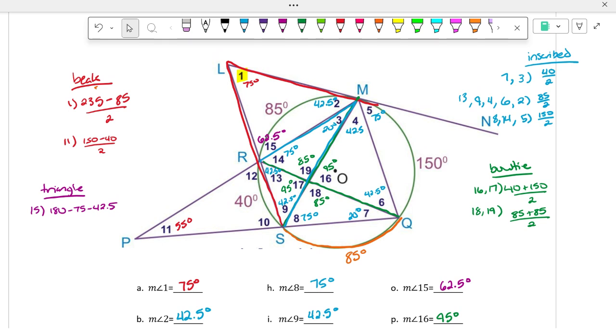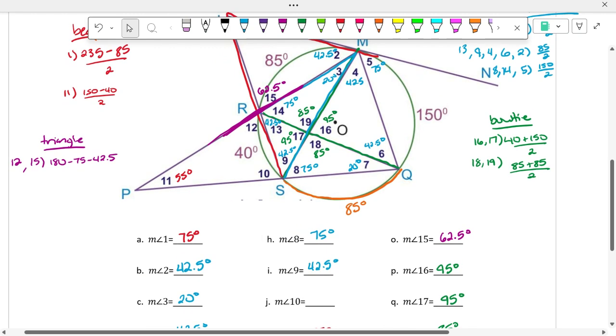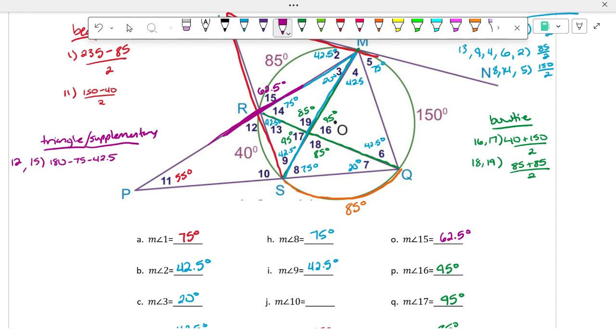So number 12. With number 12, there's 2 ways. What would be the easiest way? Because we can't really do the triangle yet. But what was the other way that I did it? The supplementary. So if you look right here, it's on this straight line with 13 and 14. So I would just have to take 75 and 42.5, subtract it from 180, which is what we did here. So it'd be the same thing as 15. So that's the triangle dash supplementary. So it'd still be 62.5.